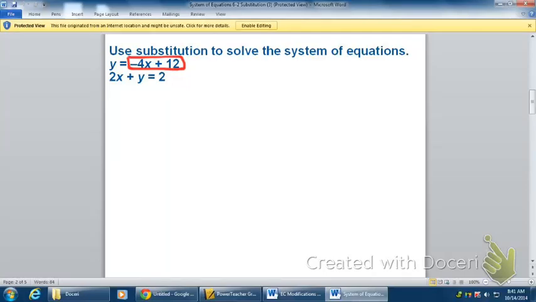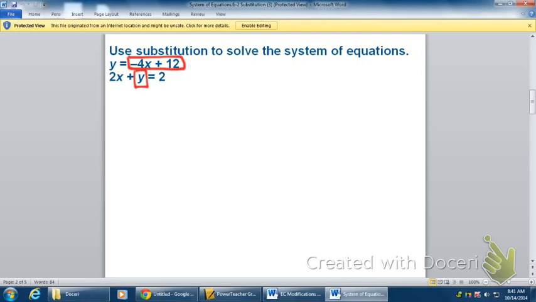You can see that that is solved for y. That says y equals negative 4x plus 12. All right? All substitution is substituting what you have right there in for y of your second equation. All that is substituting that first value because it's already solved for y. You substitute that first value in for y into your second equation, y for y.